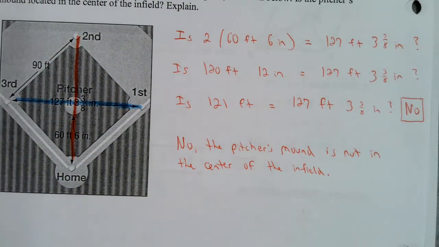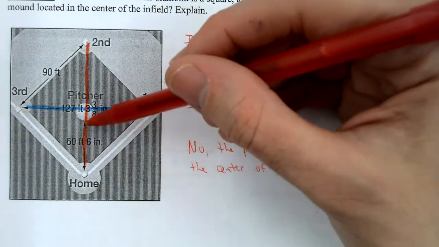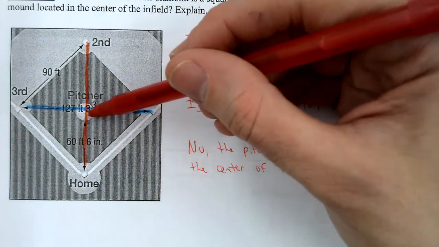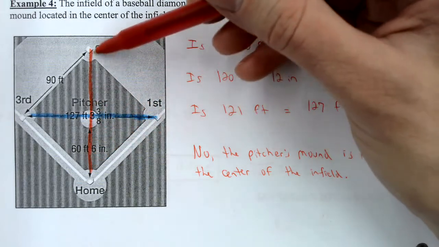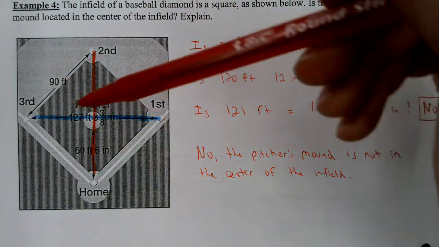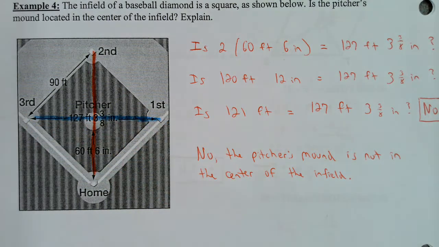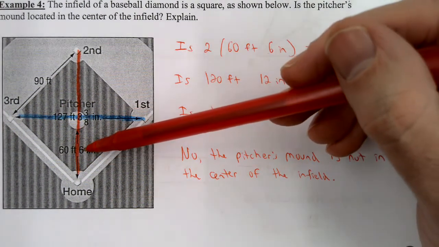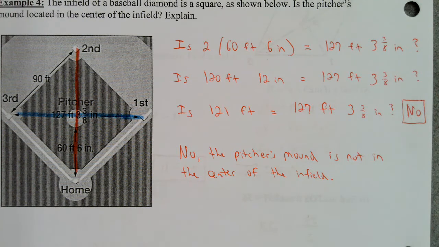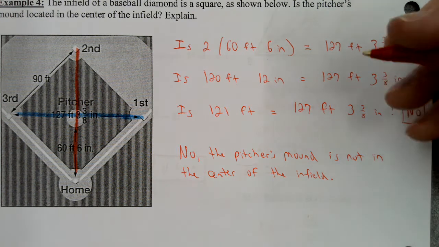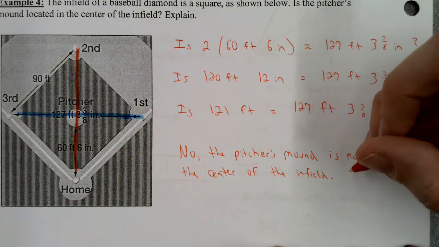Okay, and again, just to recap that, if it was in the center, then this part down here, 60 feet, 6 inches, would be the same as this part right here, 60 feet, 6 inches. So that total red diagonal that I drew became 121 feet, which is not the same as the blue diagonal, because the red and the blue diagonals are the same. They are the same, but when I double this, it's not the same as the blue one. Therefore, the pitcher's mound is not in the center of the infield. Okay, I'm not gonna write any more. My explanation is my work above. Okay, I guess I can write that in words.